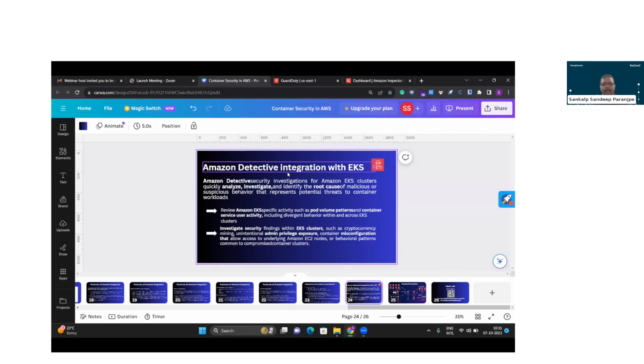Amazon Detective integration with EKS. Amazon Detective basically helps you find the root cause of malicious and suspicious behavior in your environment. It tries to review the patterns, the activities, pod volumes, or container service user activity, and then it details the findings and investigates what the root cause was for that specific vulnerability.